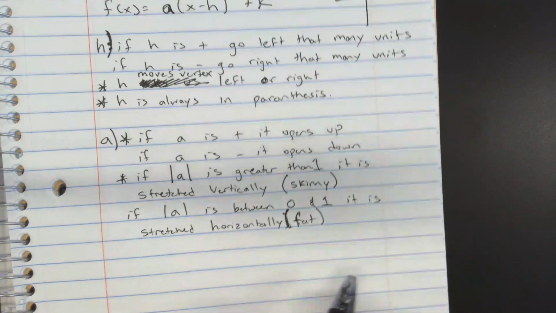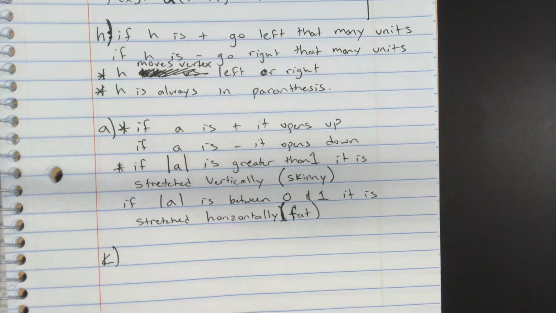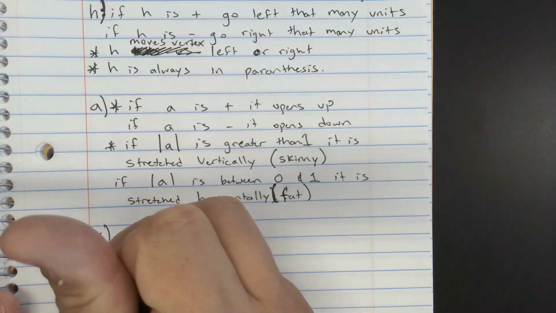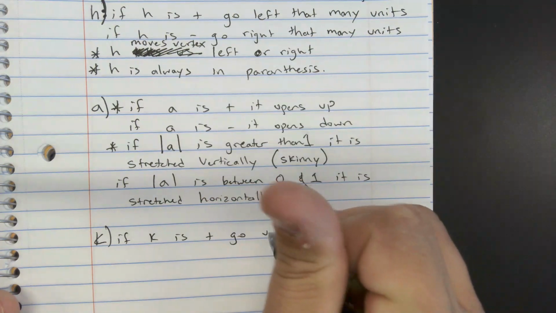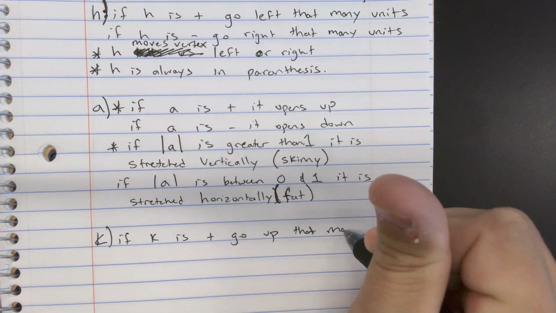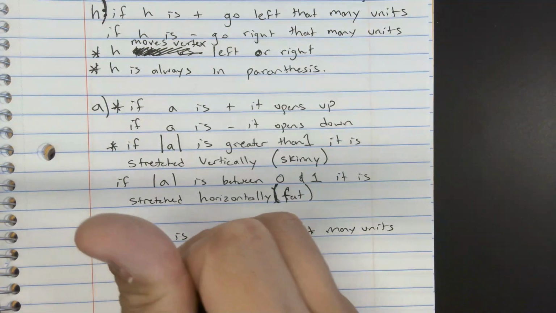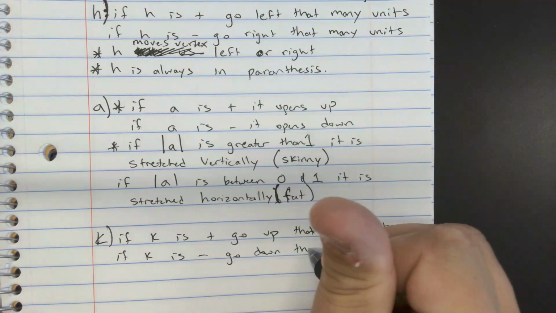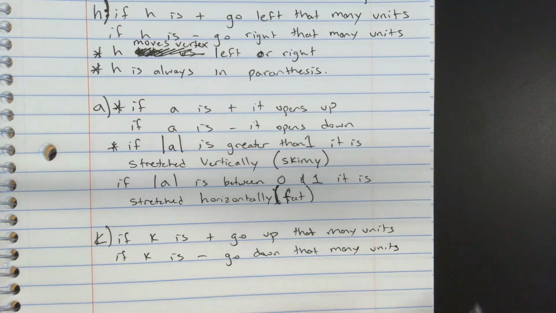Okay, the last one, and my most favorite, is K. If K is positive, go up that many units. If K is negative, go down that many units.